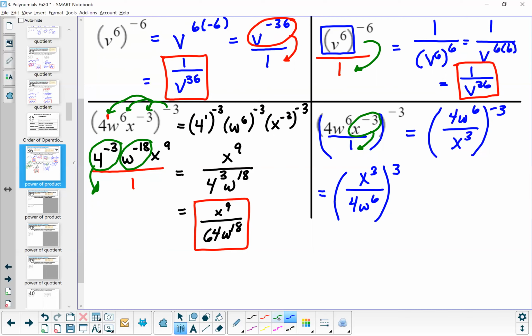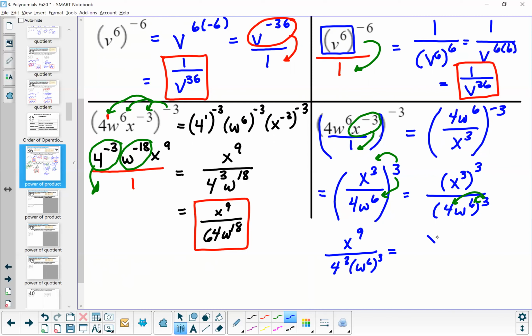And now I'm going to cube my numerator and cube everything in my denominator. So it's like me saying I have x cubed and 4w to the 6th, cubed. All right, so in the numerator, I have x to the 9th because we multiply the exponents 3 times 3. In the denominator, you're going to cube the 4 and cube w to the 6th. So we have 4 cubed and w to the 6th cubed, which gives us x to the 9th over 64 times w to the 18th power.